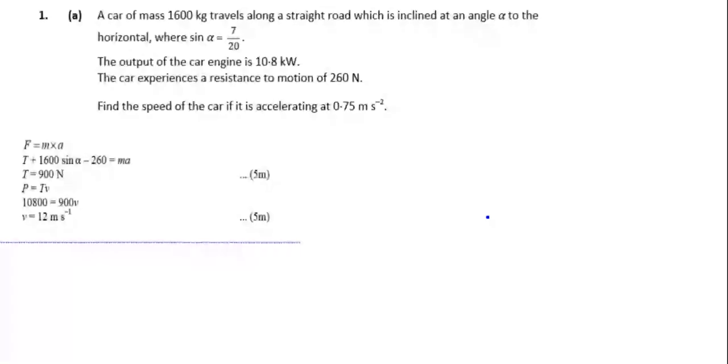Yeah, the DB Mock 2018 question 1A. You see, it's quite a simple question, all right? So what happens is you have a car of mass 1,600 newtons and it's running along a straight road which is inclined at angle alpha to the horizontal. So we have an angle alpha, like so.